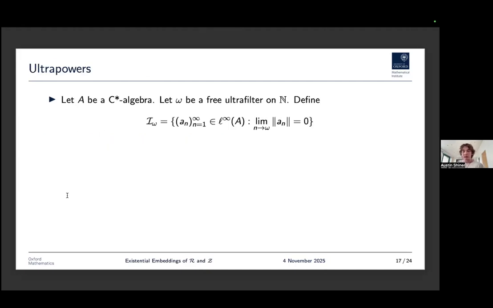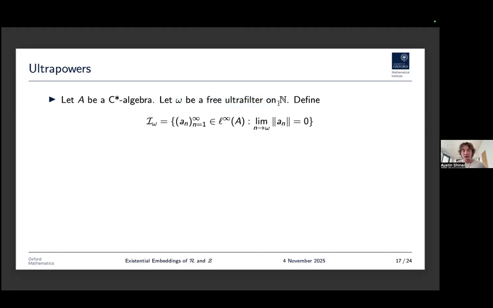So we're going to take a little bit of a detour to talk about ultra powers now. Ultra powers are a construction which lets us take properties of our algebra which are approximately true and turn them into properties which are on the nose true. So the definition is as follows. Suppose we have a C star algebra A, and suppose we have some free ultrafilter, call it omega, on N.